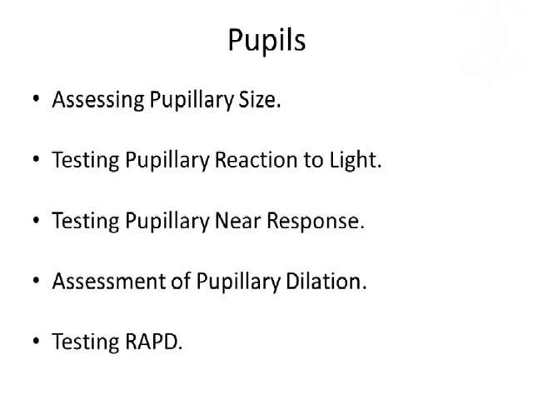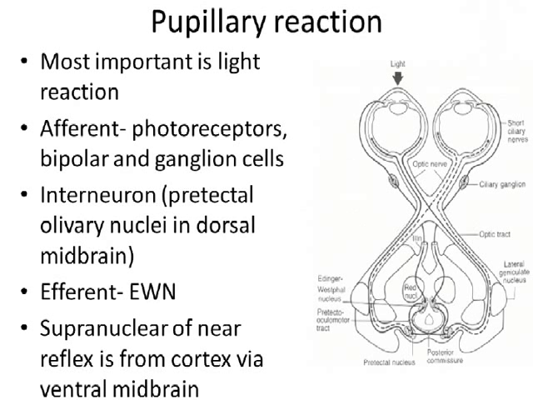And the pupils, you need to assess the pupil size, the reaction, the near reaction. It's important to look for light reaction, near response. You need to look for RAPD. The general pupillary pathway, and we'll be having a discussion on pupil as well later, consists of an afferent, which is coming to the Edinger-Westphal nucleus, and then there's an efferent going to the third nerve. The afferent is the optic nerve.